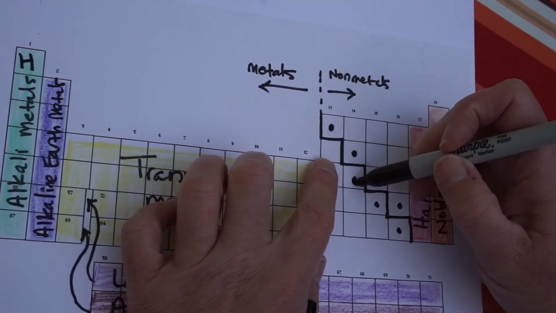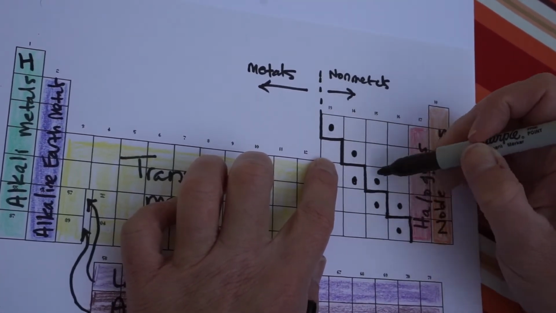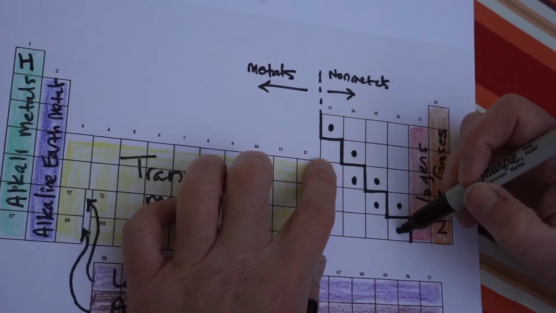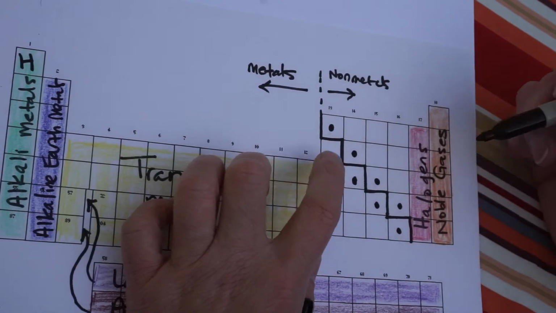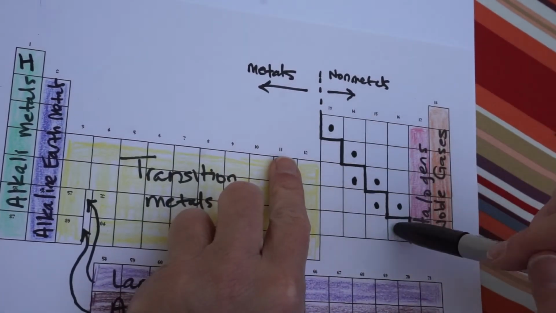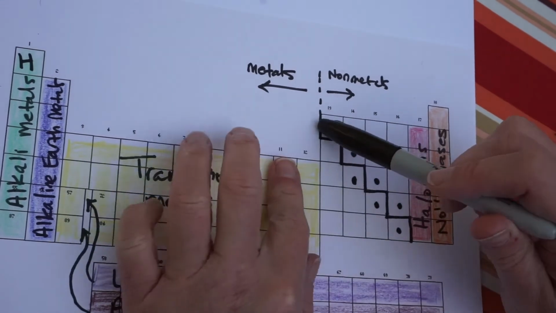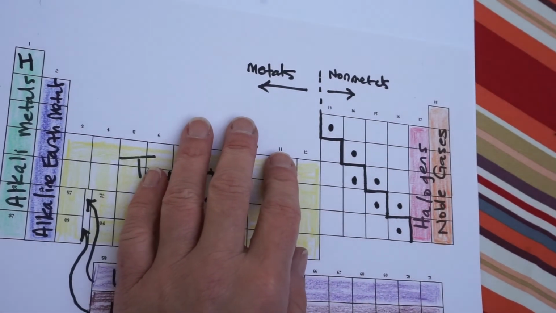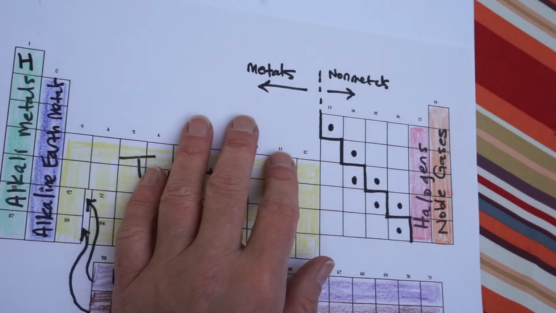But all these other boxes that I dotted, silicon, germanium, there's a whole bunch of cool, not quite metal, not quite non-metal elements that are sitting on either side of this stair step line, and they're called metalloids because they're not fully metals and they're not fully non-metals.